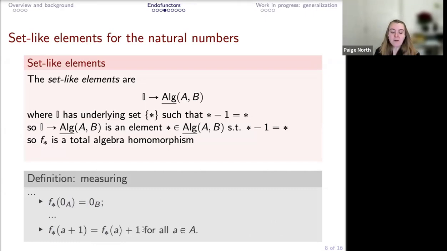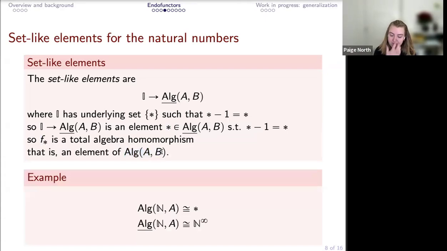There we go. So now we see that the definition of measuring collapses in this case to the specification for just a regular old algebra homomorphism between two algebras of this endofunctor. Okay, so now we've calculated that the morphism from A to B that corresponds to such a point is a total algebra homomorphism. So it's an element of this set, the Hom set of the underlying category.